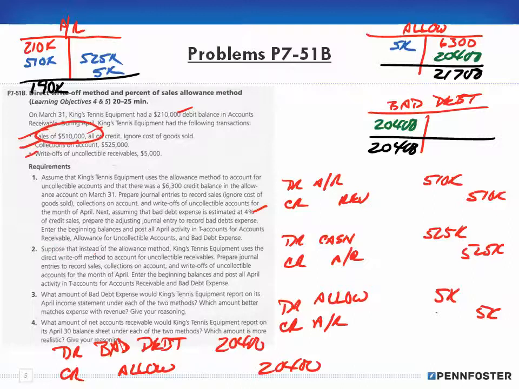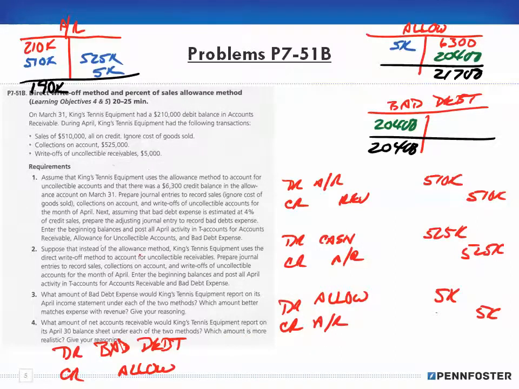Because it says suppose that instead of the allowance method, we're going to have to rework the problem. So pause the video, write this down, and then start up the video again, and we'll start number two. All right, so back here, and I'm going to erase some of this information.